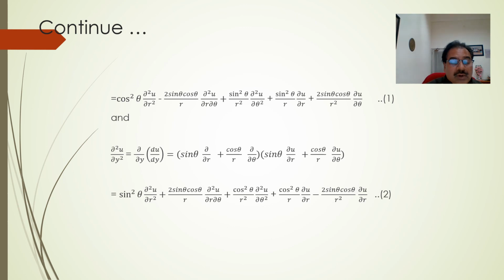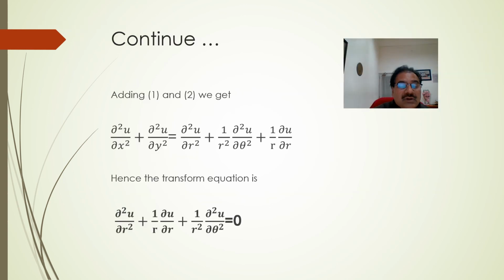This is a beautiful problem for practice, and I want you to calculate all these steps on your own. After adding the above equations, you will get del 2 u over del x square plus del 2 u over del y square equal to this, and hence the transformed equation is del 2 u over del r square plus 1 by r del u over del r plus 1 by r square del 2 u over del theta square is equal to 0. So in this way, you have seen this has been transformed into this. This is equal to 0.